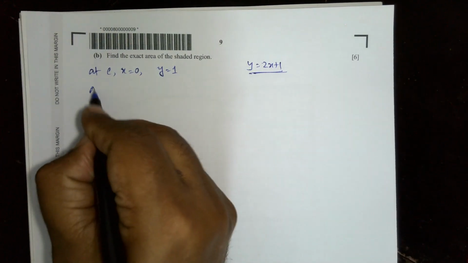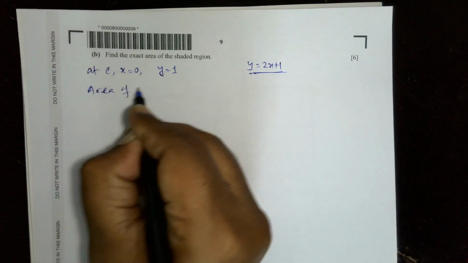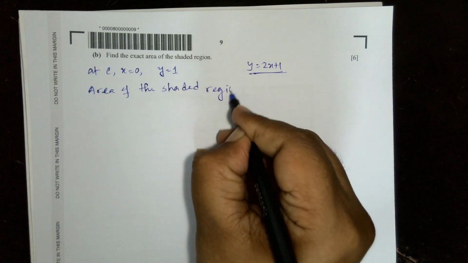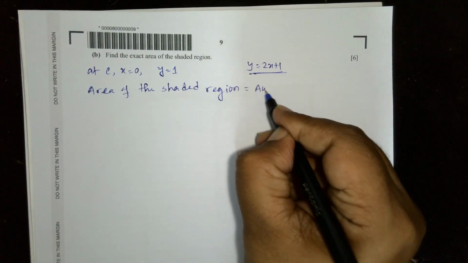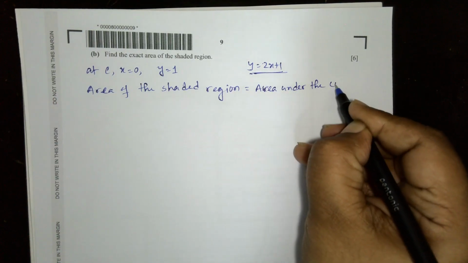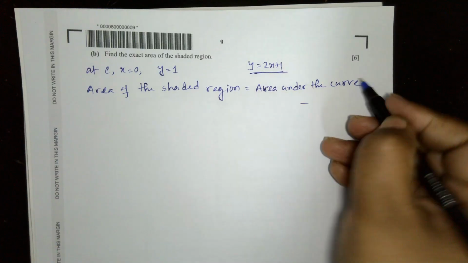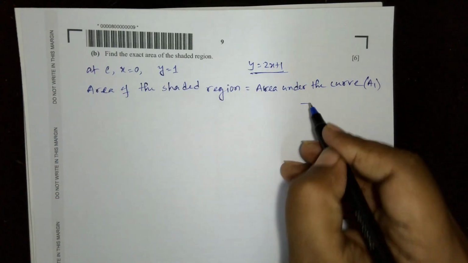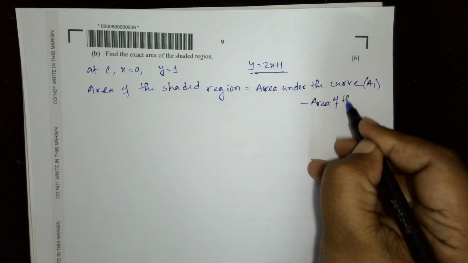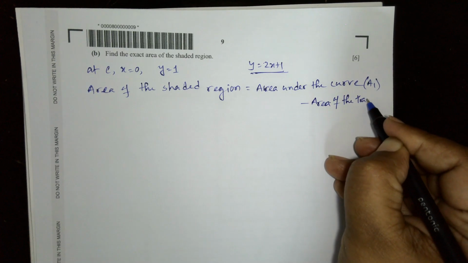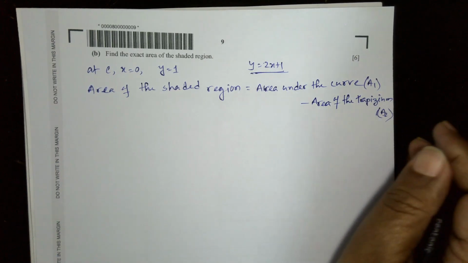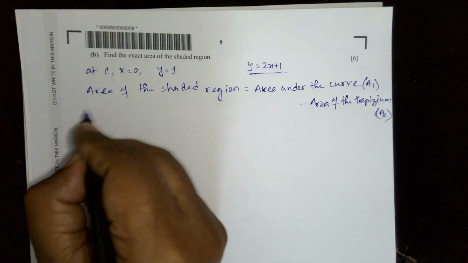If we write the plan, the area of the shaded region has to be the area under the curve, let's call this A1, minus the area of the trapezium, let's call this A2. So A2 is simple. Let's try to find A2 first.